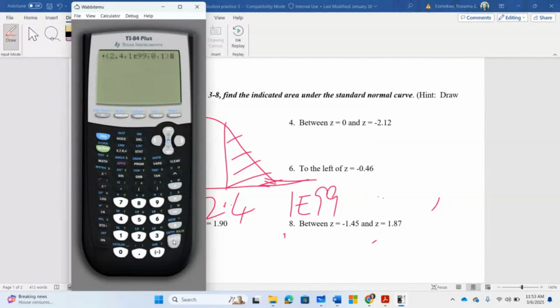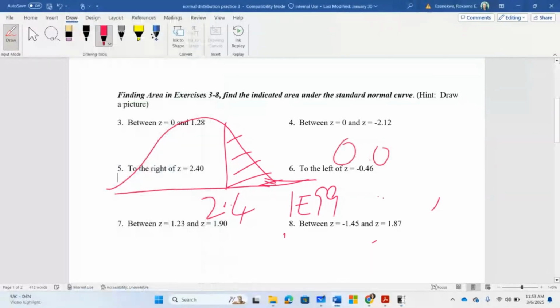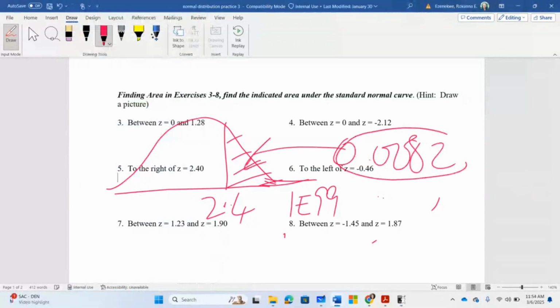So I'm going to calculate the area now. It's asking me, is that what you need? Yes. So the area is 0.0082 to 4 decimal places. 0.0082 is the area to the right of 2.4. That's area to the right.